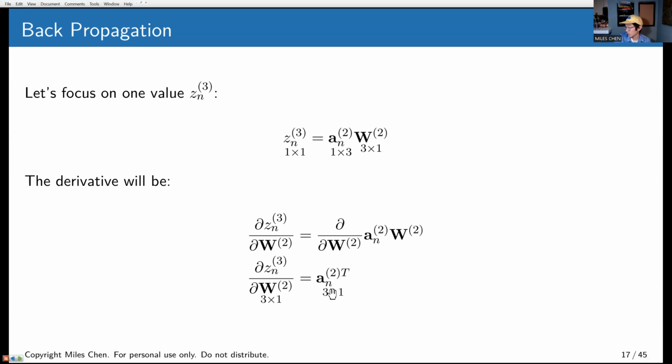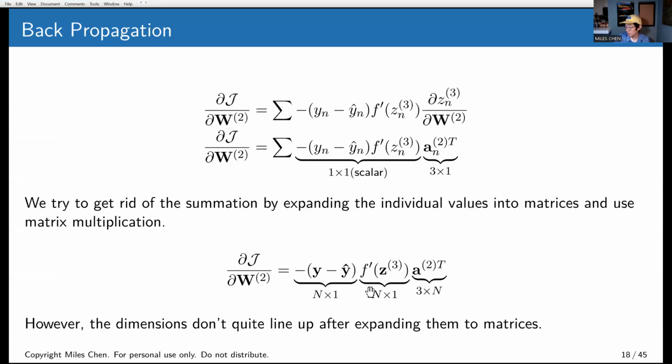And so that's where we are. We say, okay, what is the gradient of J with respect to W2? So far we have the summation of the difference between Y and Y hat, multiplied by F prime of Z sub n. And this so far is just a single scalar value. Then we multiply that by A2 sub n transpose, which is a 3 by 1. And so the result is going to be a 3 by 1 thing.